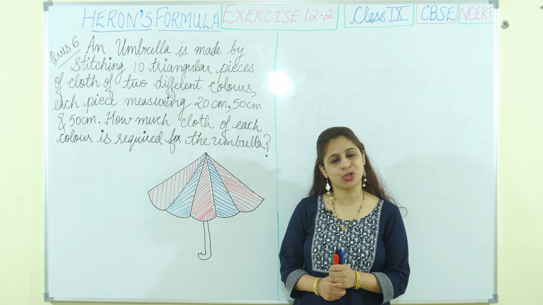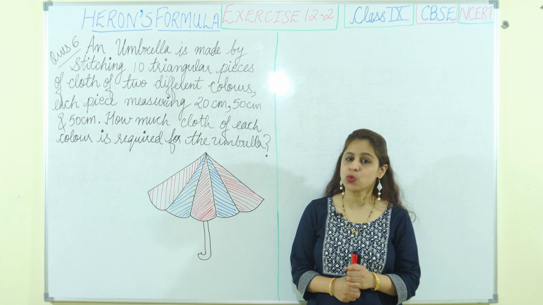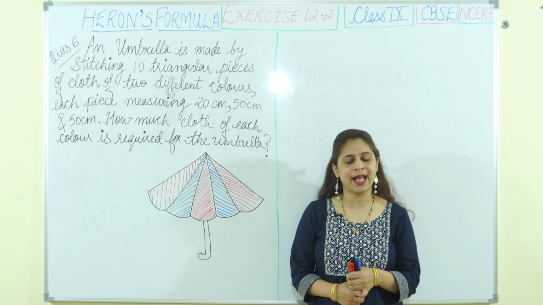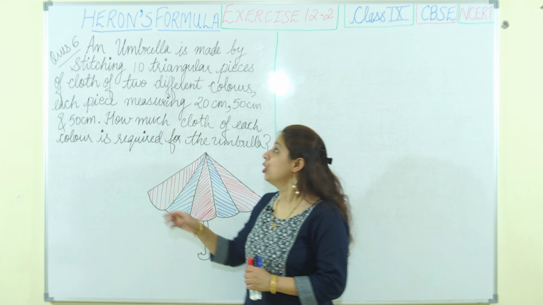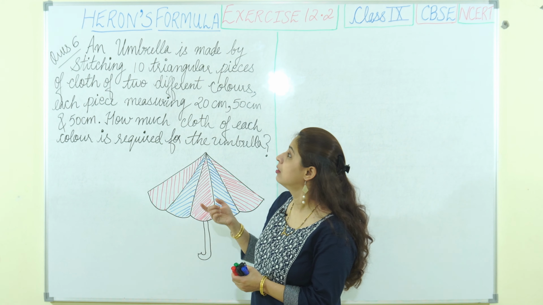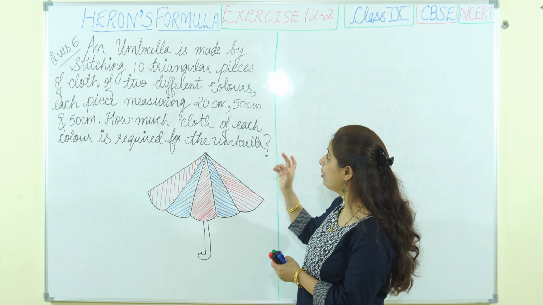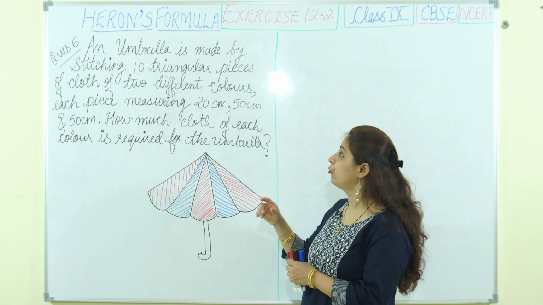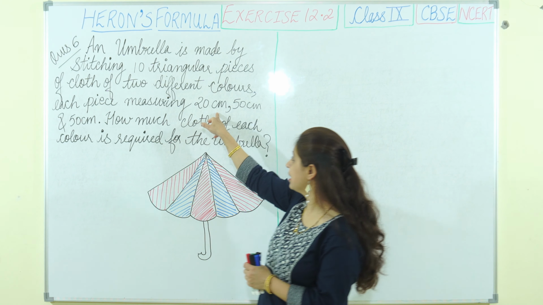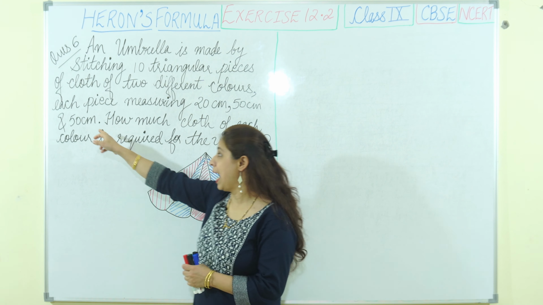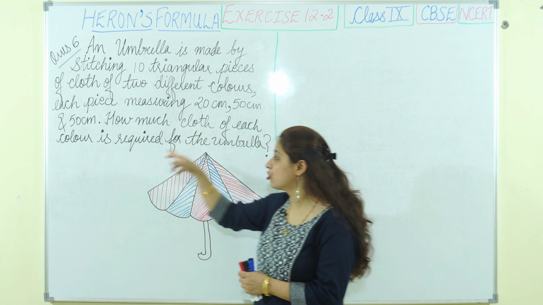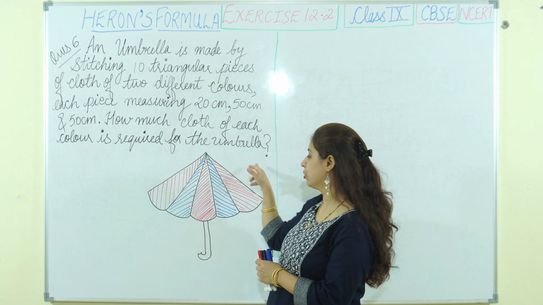So let us start with question number 6 of exercise 12.2 of chapter 12, Heron's formula, for class 9 CBSE NCERT. Question number 6 says: an umbrella is made by stitching 10 triangular pieces of cloth of two different colors, each piece measuring 20 centimeter, 50 centimeter and 50 centimeter. How much cloth of each color is required for the umbrella?